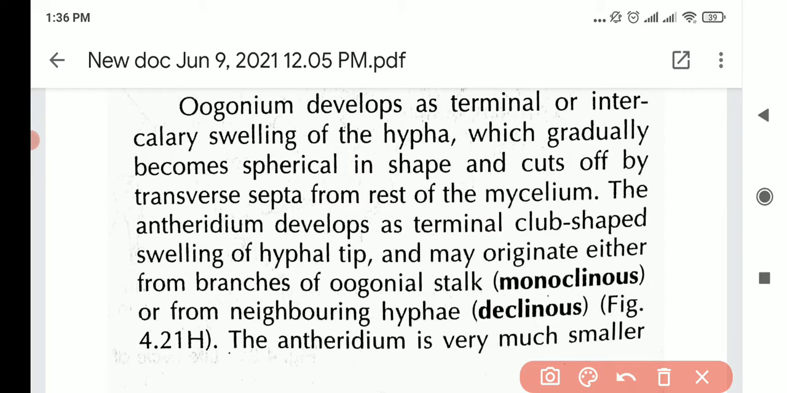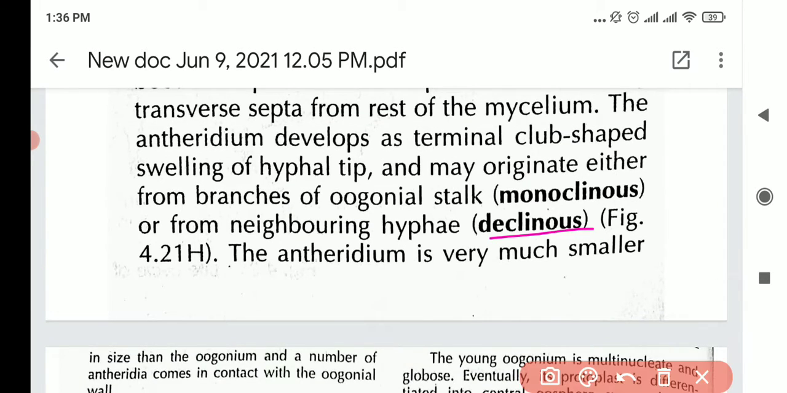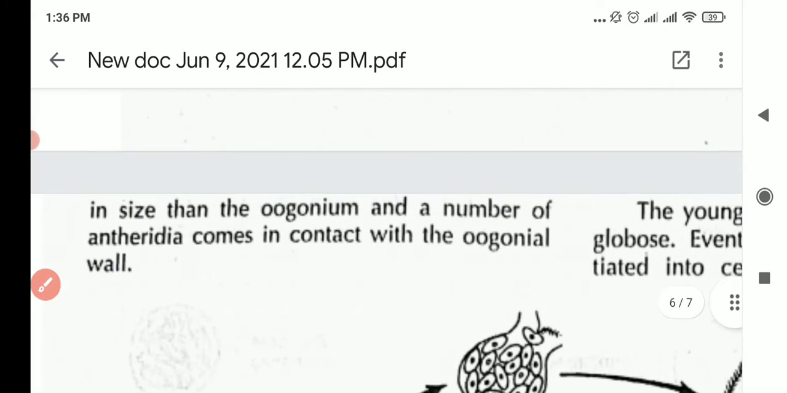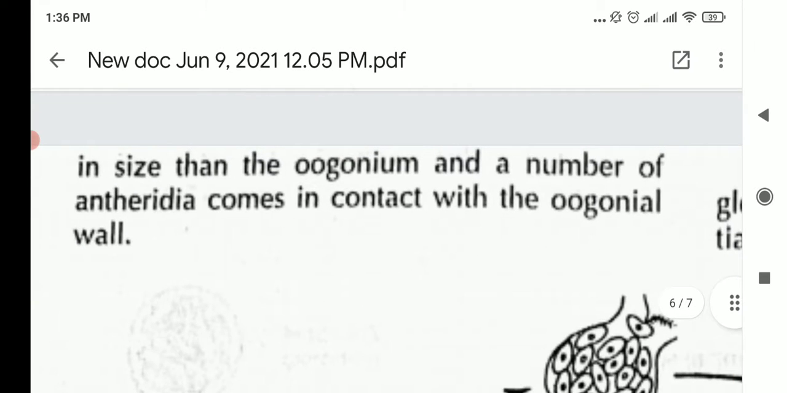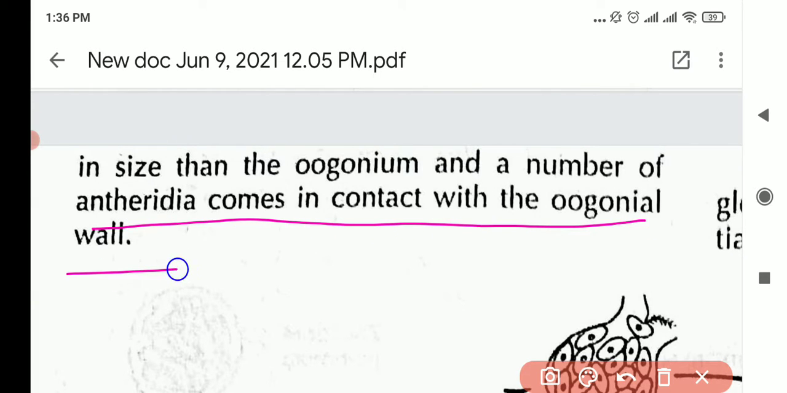Okay, so we are done with that. Monoclinous and diclinous: oogonial stalk or neighboring hypha. The antheridium is very much smaller in size than the oogonium, and a number of antheridia come in contact with the oogonial wall.